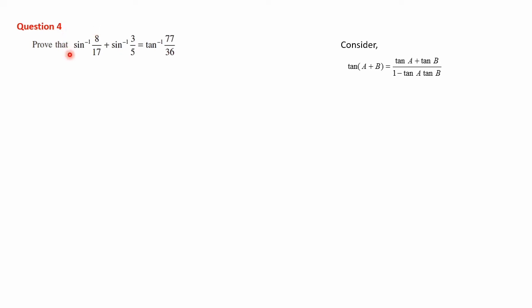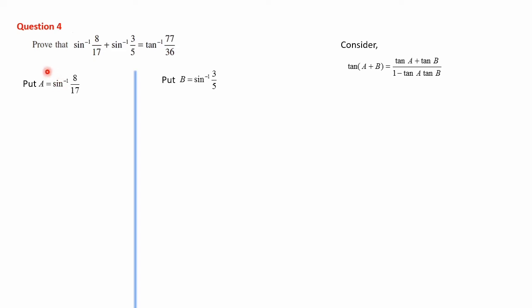Once again, this first part, that is sine inverse 8 by 17, we will assume as A. Sine inverse 3 by 5 we will assume as B. The tan inverse will be taken to the left side and it will change as tan. Tan of A plus B will be coming. By using the tan A plus B formula, we will solve this one. So let's go for substitution. A is equal to sine inverse 8 by 17, and B is sine inverse 3 by 5. So A and B we have assumed. Now we will go for calculation.